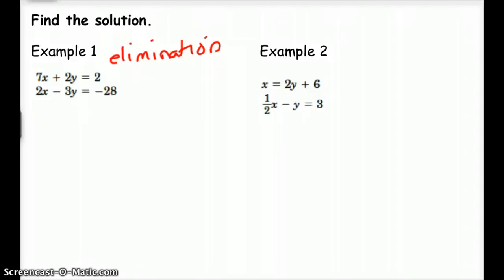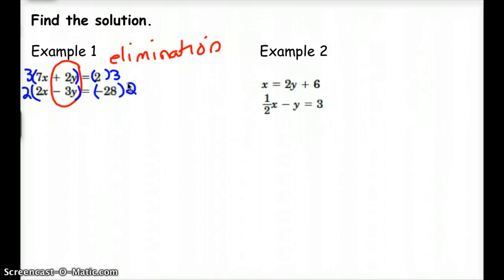I am going to choose my y's because then, if I can get those 2 to be 6's, I'll have 6y minus 6y, and that'll be 0. So I'm going to go ahead and multiply my top equation by 3, and I'm going to multiply my bottom equation by 2. And the reason why I'm doing that is because I want to get them both to be 6y.